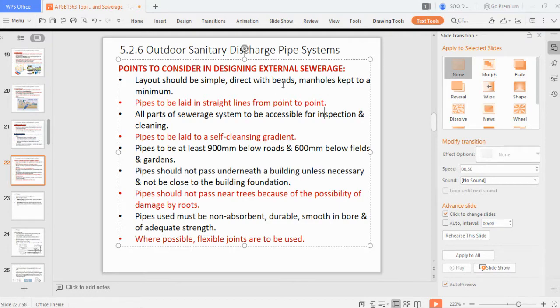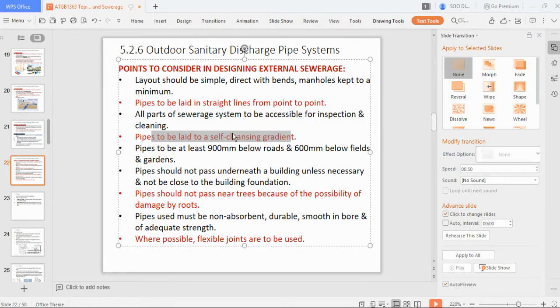So when there's a bend and we want to install a manhole, this is because it is usually where these bends are at that the sewage will have a blockage. So manholes need to be installed. Pipe should be laid in a straight line, and then you want to have manholes to access the system to inspect and clean, and pipe is to be laid in a self-cleansing gradient.